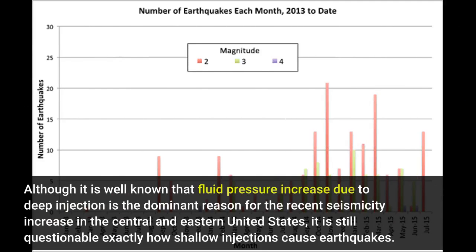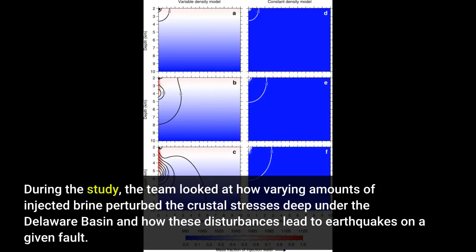Although it is well known that fluid pressure increase due to deep injection is the dominant reason for the recent seismicity increase in the central and eastern United States, it is still questionable exactly how shallow injections cause earthquakes. During the study, the team looked at how varying amounts of injected brine perturb the crustal stresses deep under the Delaware Basin and how these disturbances lead to earthquakes on a given fault.